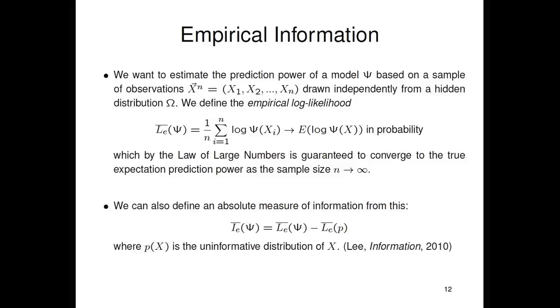Okay? So the key problem here is we don't know that true hidden distribution of x, which I'll just refer to as omega. But the key thing is, even without knowing omega, we can just use the law of large numbers to guarantee that we get an accurate measure of the log likelihood of our observable under some chosen model psi. And we can define from that an absolute measure of our prediction power relative to the marginal distribution for x, which I'll just call p of x. And we call this the empirical information measure.